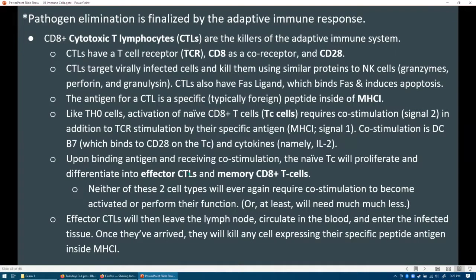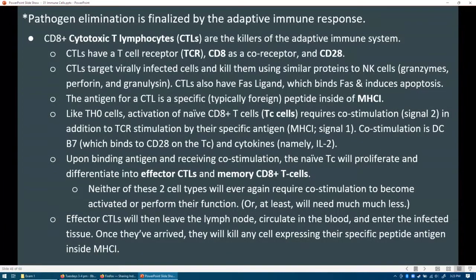Upon binding antigen and receiving co-stimulation, the naive cytotoxic T cell proliferates and it differentiates into effector cytotoxic T cells and memory CD8 positive T cells. Neither of these two cell types requires co-stimulation the next time they encounter antigen.